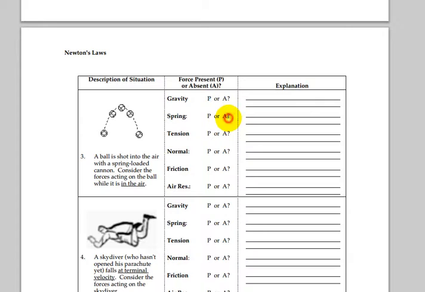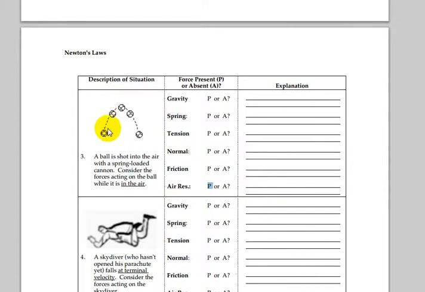Is there spring force? Nope, because I don't see a spring. Tension? Nope, because I don't see a rope. Normal? No, because it isn't on a surface. If the ball was on the ground, there'd be a normal force, but no, it's in the air. Friction? Again, it's not in contact with another surface, so no. Air resistance? Yes, because it's flying through the air, and you know that if you're running, you can feel the air on your face, or if you stick your hand out of a car window as a car is traveling, hopefully safely, you can feel that air resistance, the air hitting it. So definitely air resistance is playing a part in this scenario as well.